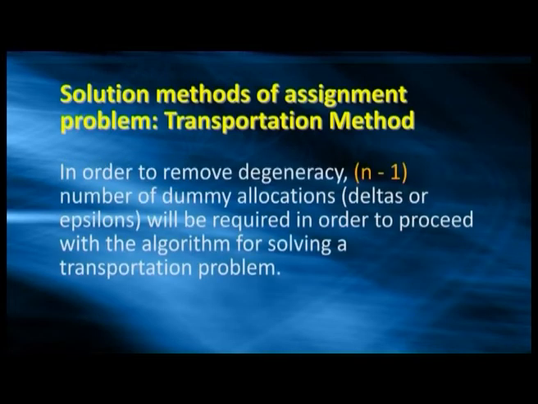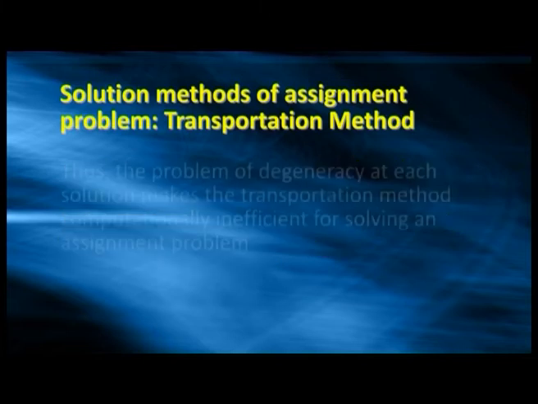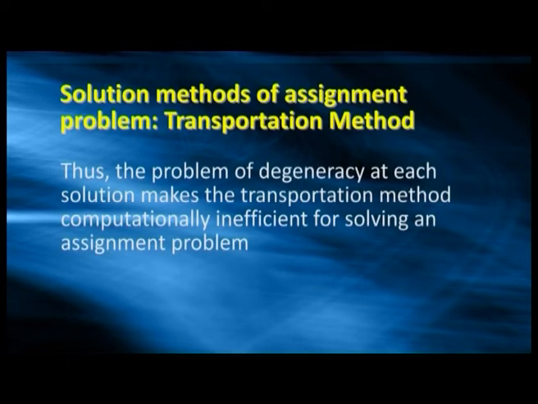In order to remove degeneracy, n minus 1 dummy allocations, deltas or epsilons, will be required in order to proceed with the algorithm for solving a transportation problem. Thus, the problem of degeneracy at each solution makes the transportation method computationally inefficient for solving an assignment problem.